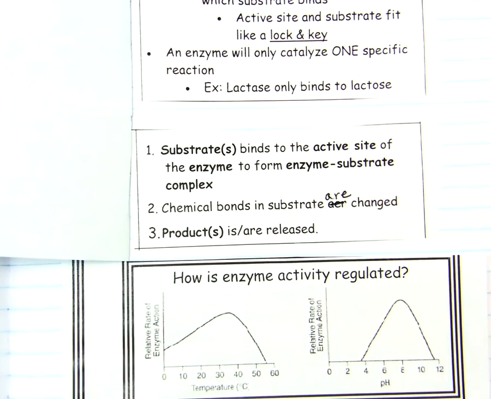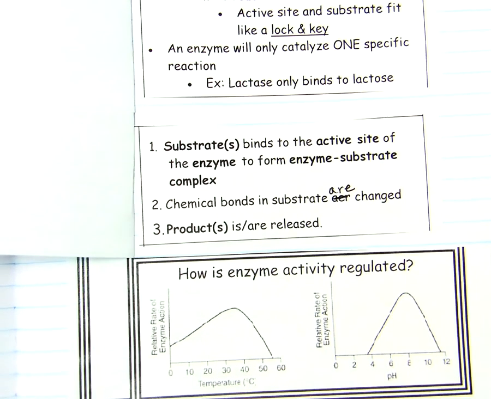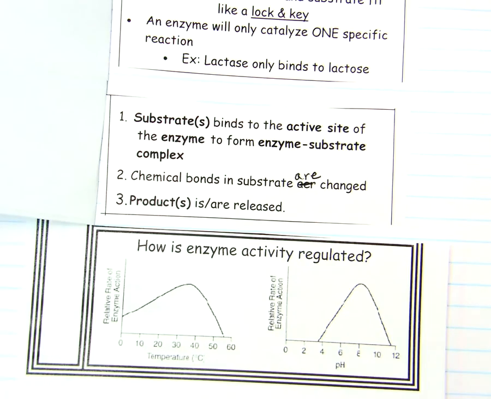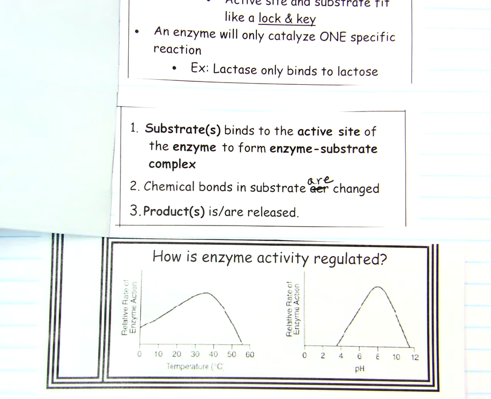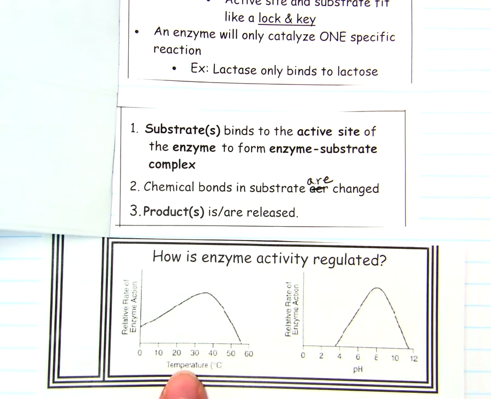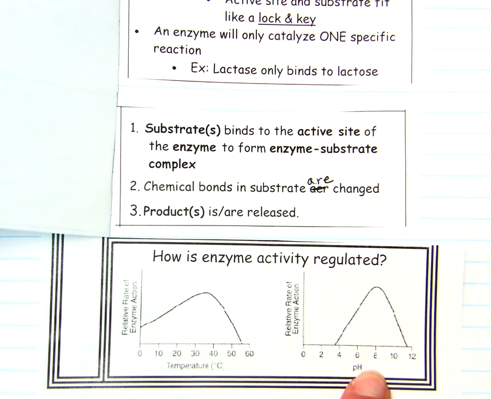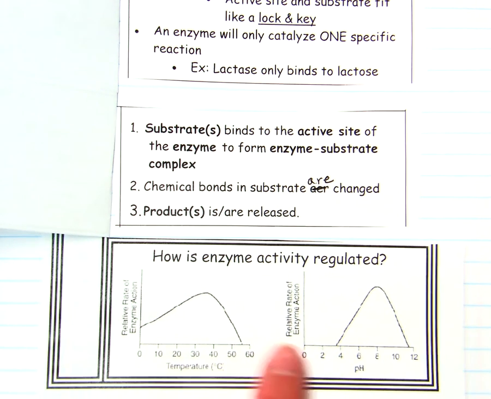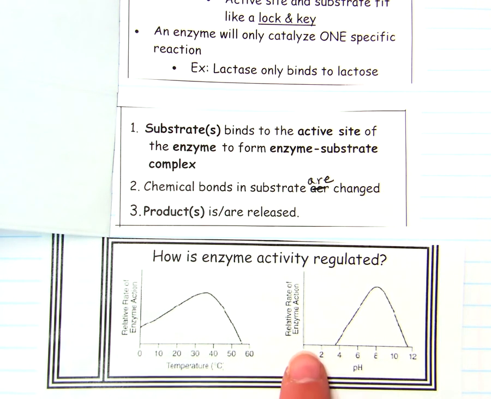And last piece, how is enzyme activity regulated, or how is it controlled? So if we look at the two graphs here on the front, temperature and pH, they can impact how quickly enzymes work. So it can vary.